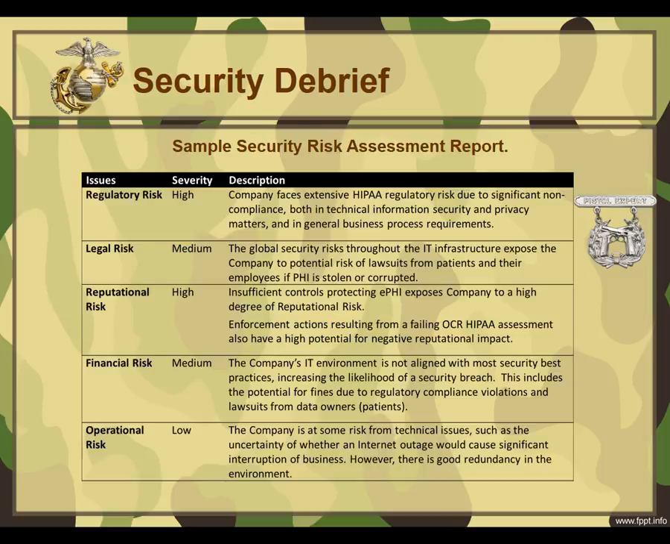And basically when we're done, this is what a sample security risk assessment report looks like. We'll look at your regulatory risk, whether it's high or low, your legal risk, and any kind of reputational risk you have, which would be insufficient controls protecting your electronic personal health information. We look at your financial risk and your operational risk. We have procedures to audit each one of these areas, and as we go through this, we can give you a score, and we can come back and work with you on an ongoing basis to make sure this score improves each time, so you have very little risk for your data security.